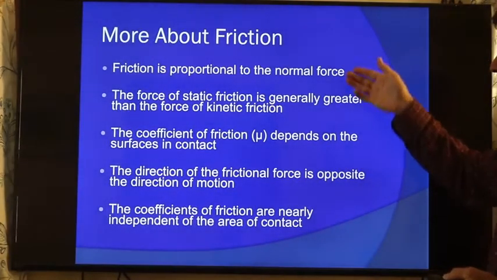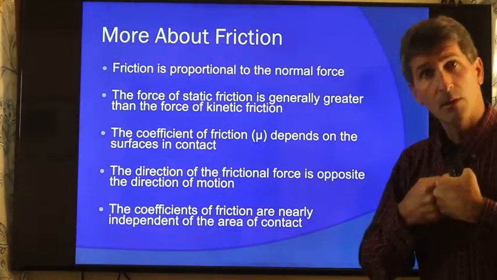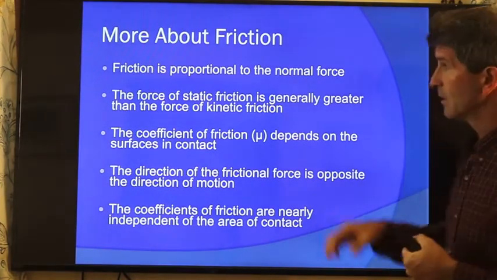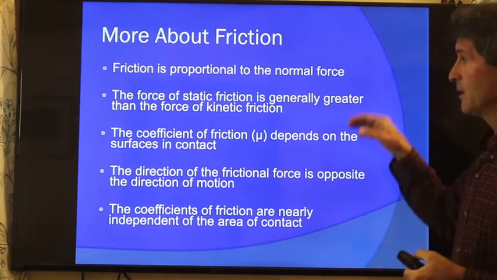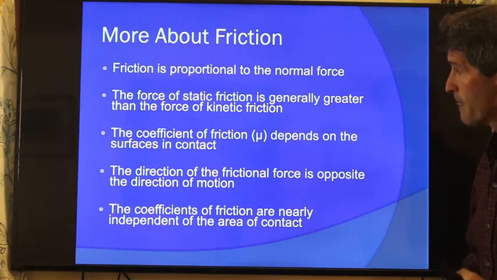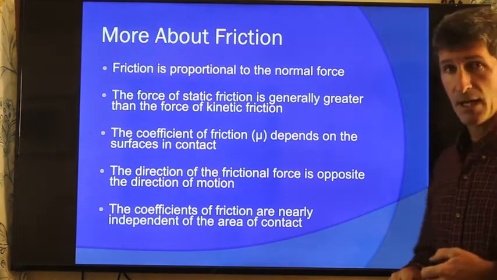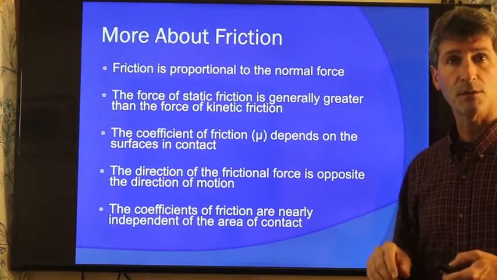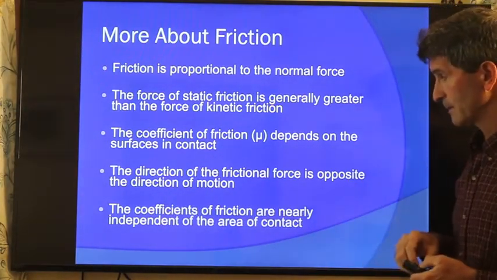So again, friction is proportional to the normal force. The more the two surfaces are pushed together, the more friction there is trying to stop the two surfaces from sliding. The force of static friction, when the surfaces are locked together and aren't moving, is generally greater than if the forces cause the two surfaces to move. Again, coefficient of friction depends on the surfaces that are in contact, the materials that they're made out of, and the direction of friction always opposes motion. So if you try to go one way, friction pushes against the direction you're moving.